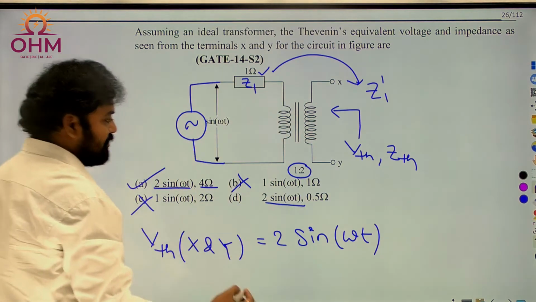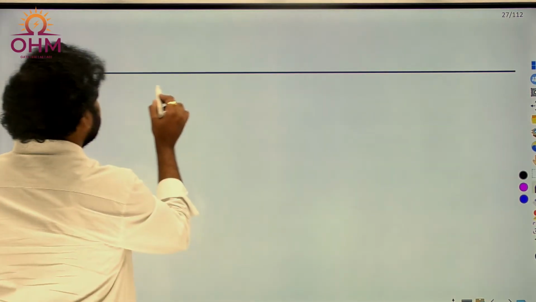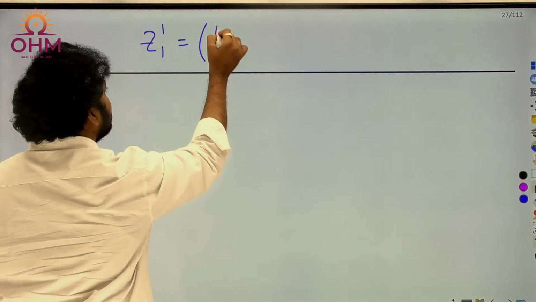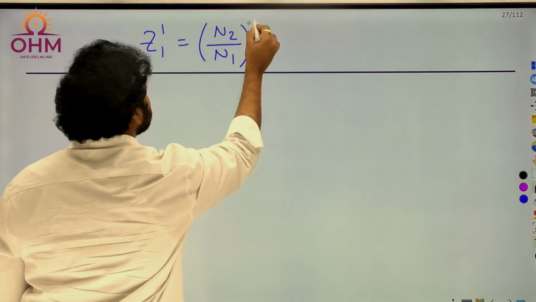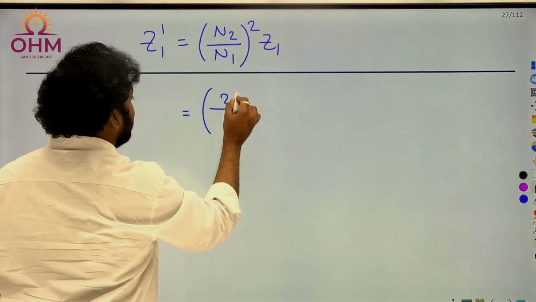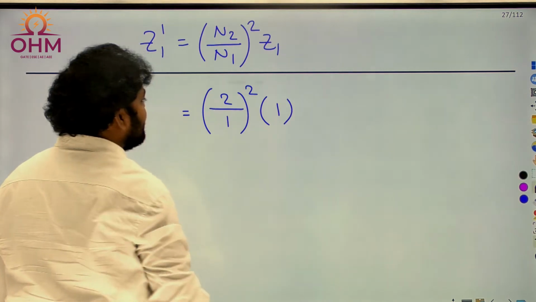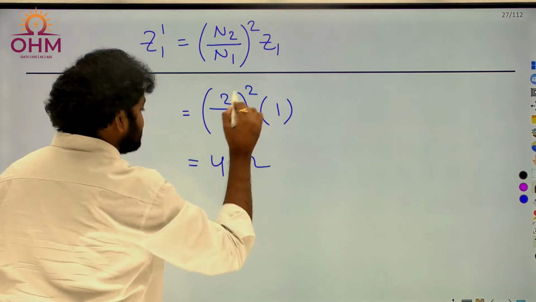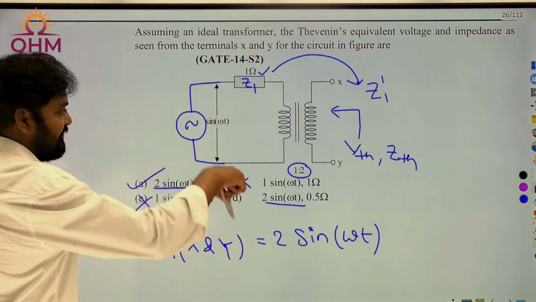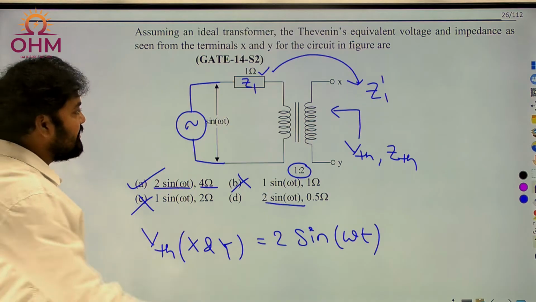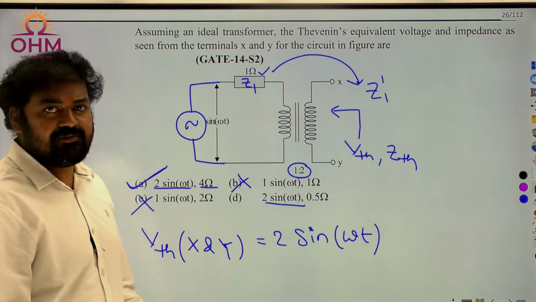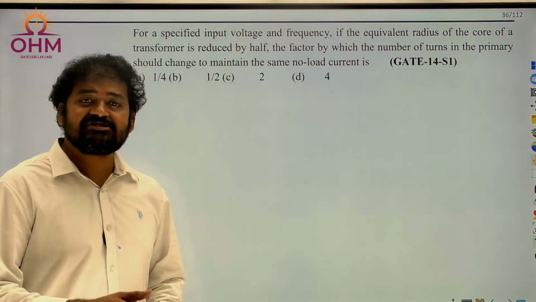If you want to solve it, you can do that. I can write Z1 dash is equal to, as I am moving to the secondary side, secondary by primary whole square times its original value. 2 by 1 whole square times Z1, which is 1. Therefore, the answer is 4 ohm. So what is the correct option here? The Thevenin voltage will be 2 sine omega t and the Thevenin impedance will be 4 ohm. Option A is the correct answer. Simple question again. All right, let's move to the next question.